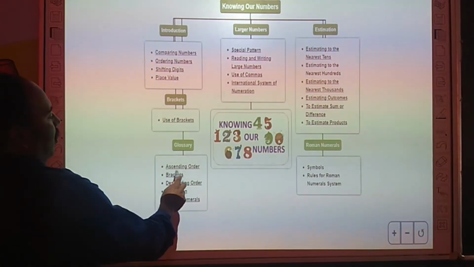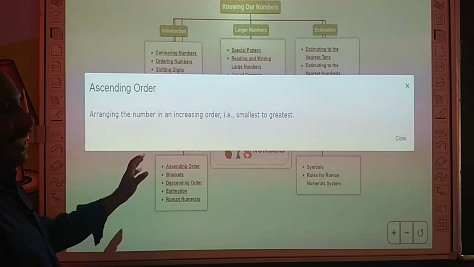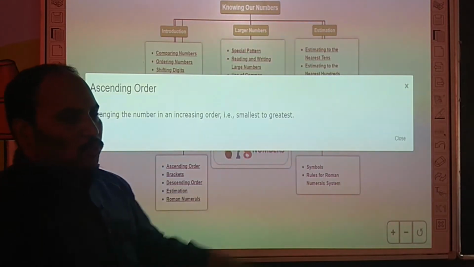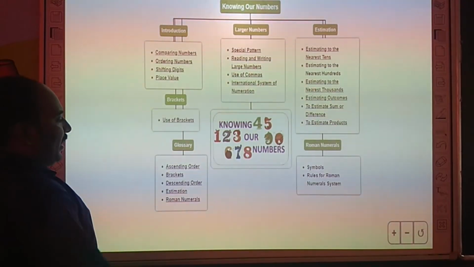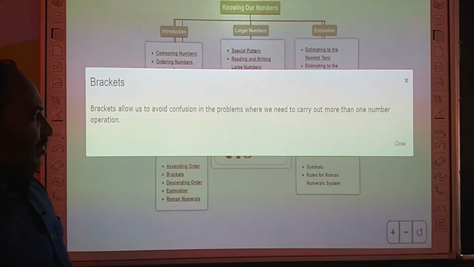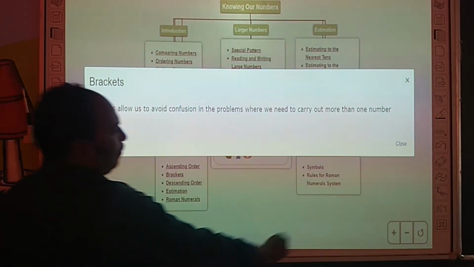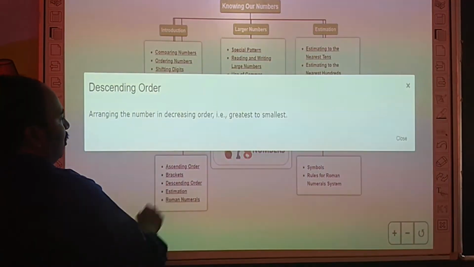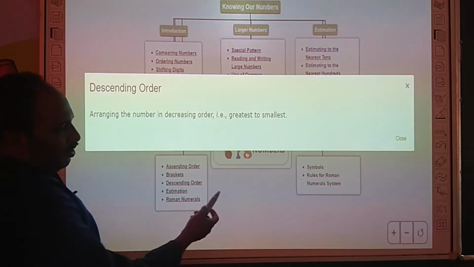The next one, ascending order. Arranging the numbers in increasing order is called ascending order. Increasing order means small to greatest. The next one, brackets. Brackets allow us to avoid confusion in problems where we need to carry out more than one operation. Descending order means arranging the numbers greatest to smallest, big to small.